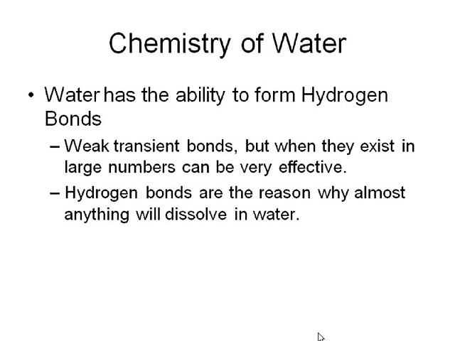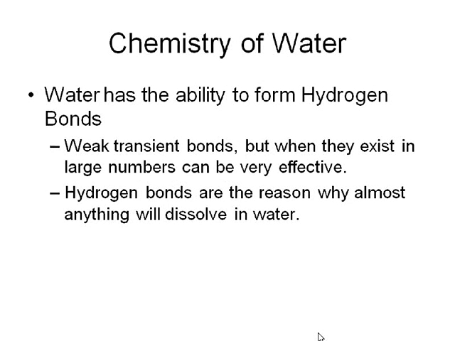So, a little bit about the chemistry and the unique properties of water that make it so important to us. Water has the ability to form hydrogen bonds. Obviously, hydrogen is going to be involved, but what is a hydrogen bond? It is a weak transient bond, which means, again, weak, it's not very strong, it's easily broken, and it's transient. If something is transient, it's here, then it's gone. And then it's here, and then it's gone. That's a hydrogen bond. It bonds, and then it breaks, because it's weak. It can't hold on.